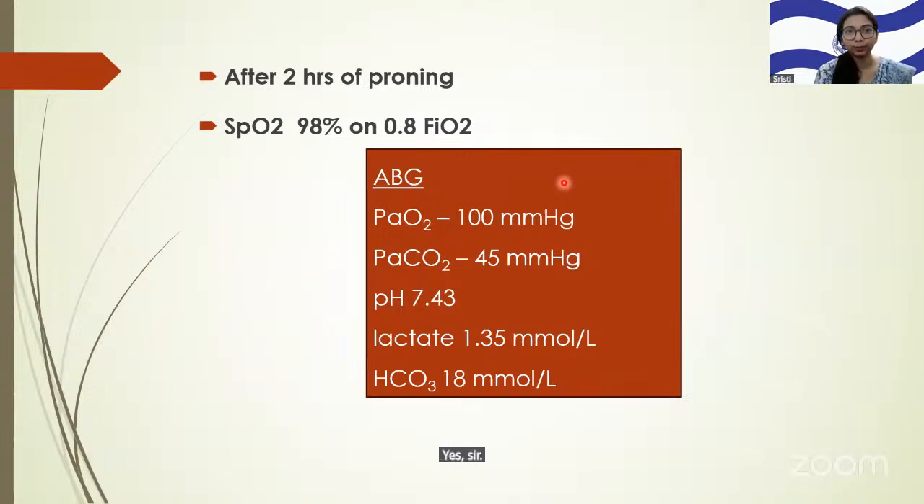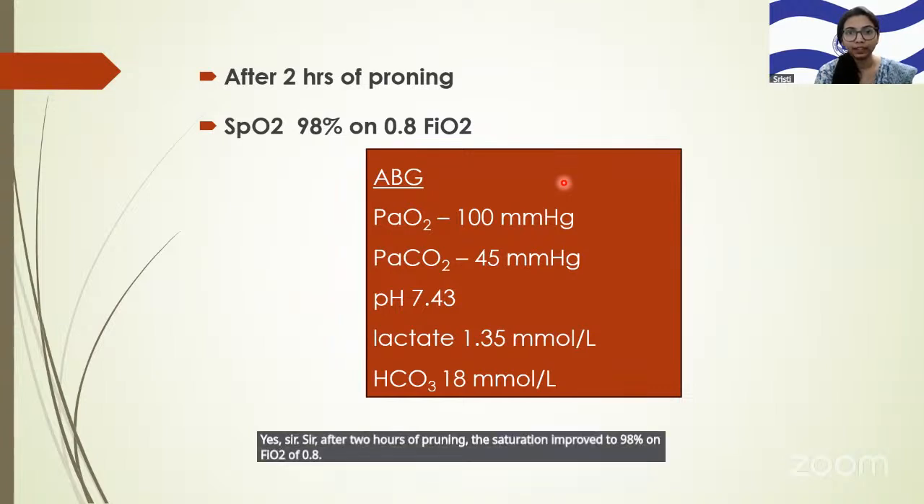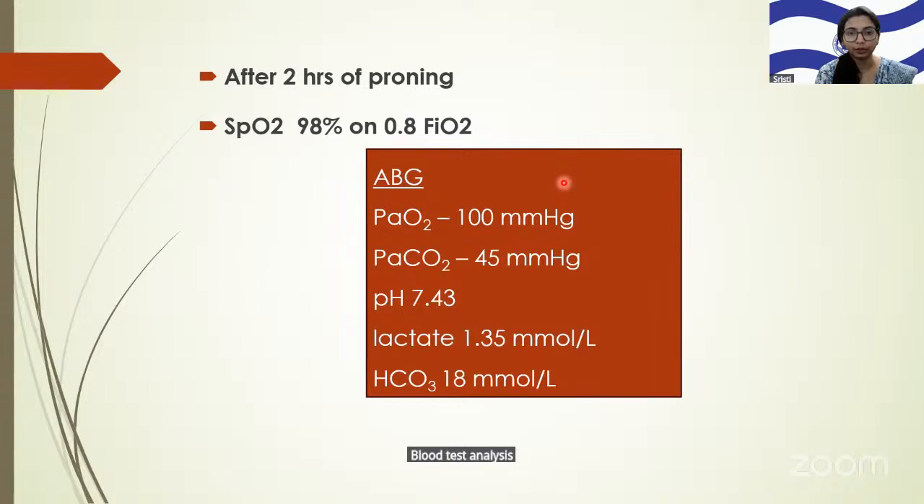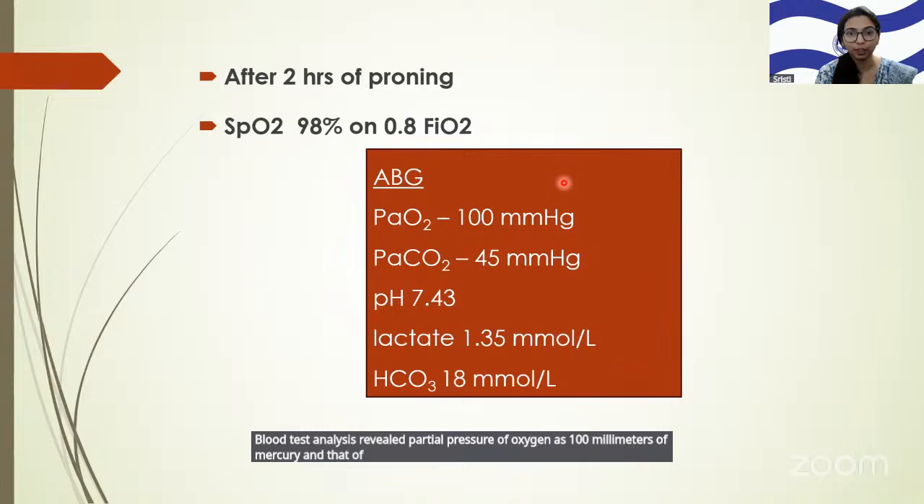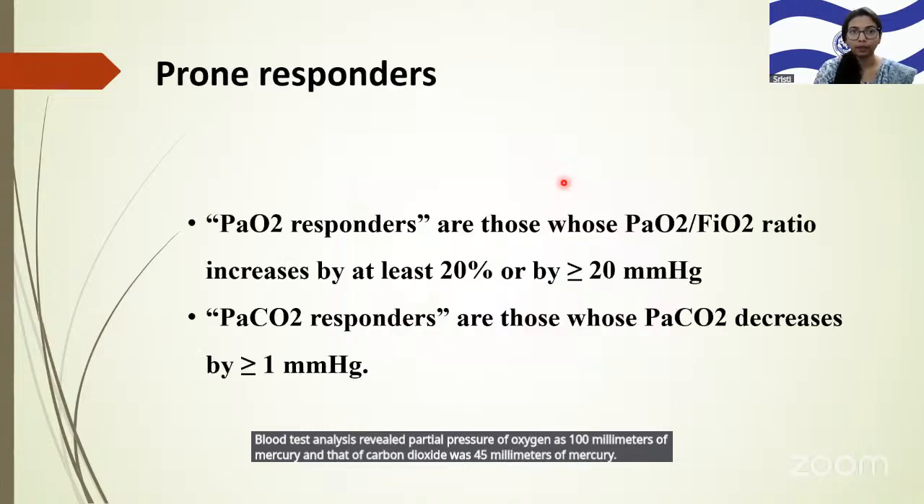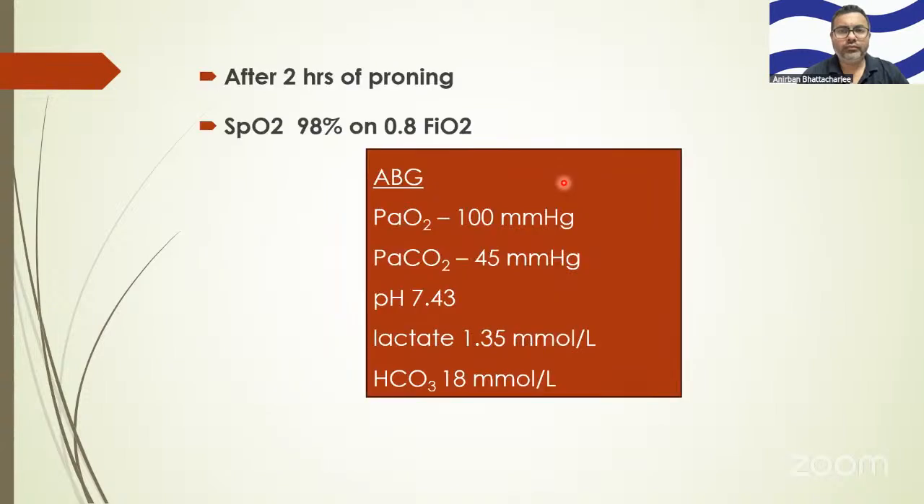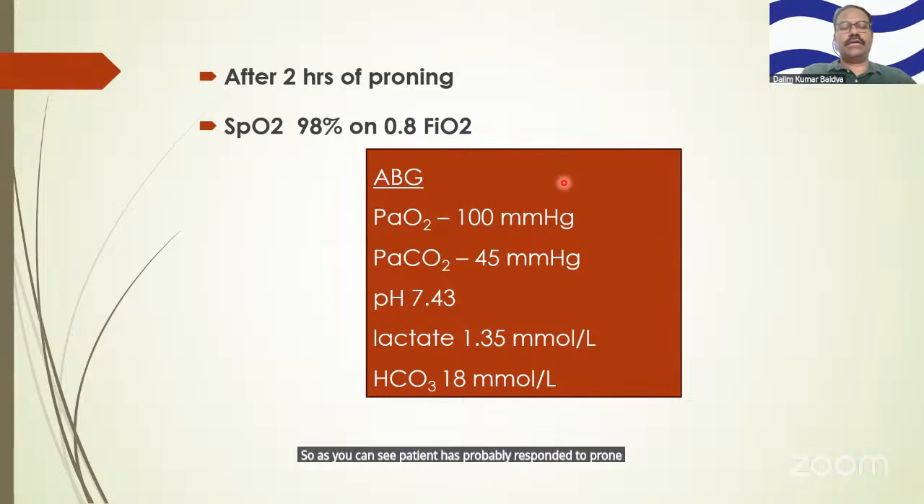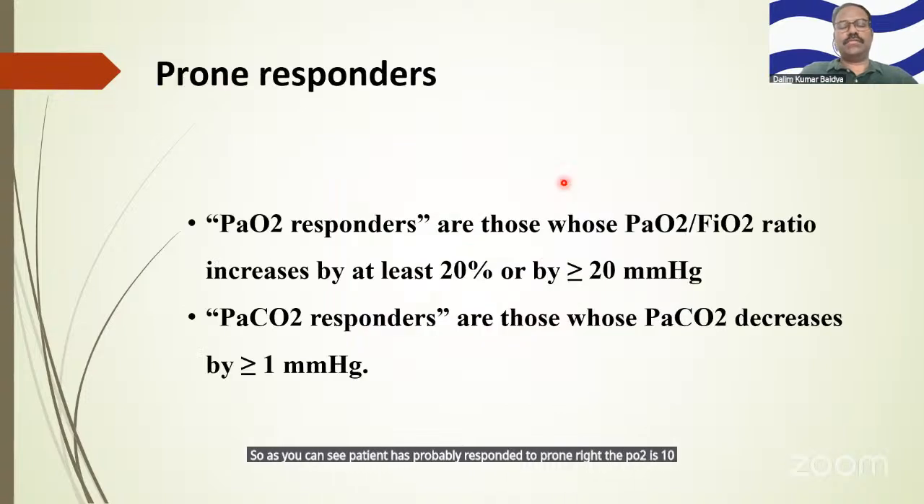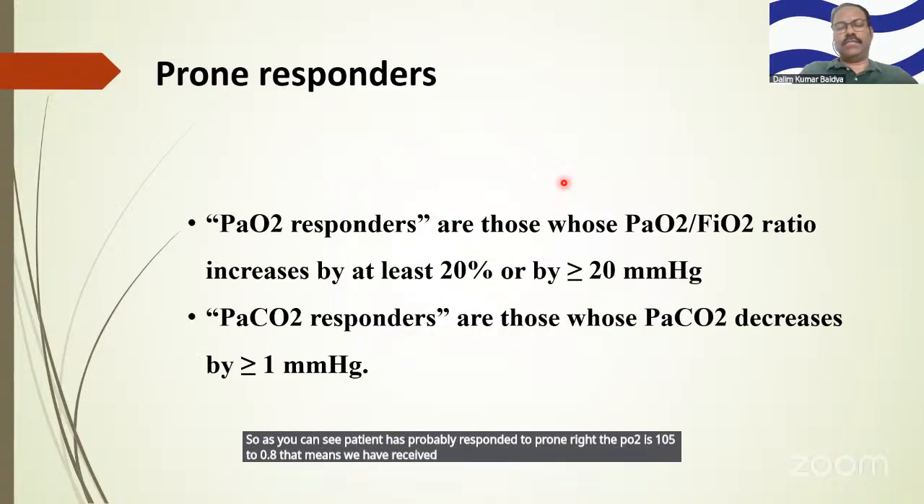Sir, after 2 hours of proning, the saturation improved to 98% on FiO2 of 0.8. Blood gas analysis revealed partial pressure of oxygen as 100 millimeters of mercury, and that of carbon dioxide was 45 millimeters of mercury. So as you can see, the patient has probably responded to prone, right? The PaO2 is 100 on FiO2 of 0.8. That means the PF ratio is about 125. Initially, we started at about 60 PF ratio. So it's important to identify the prone responders.